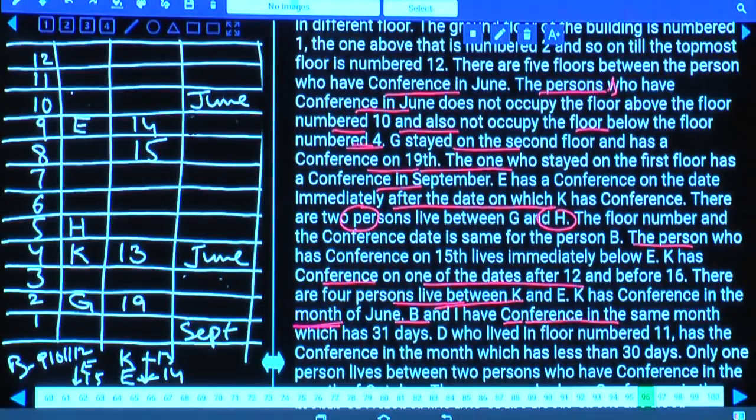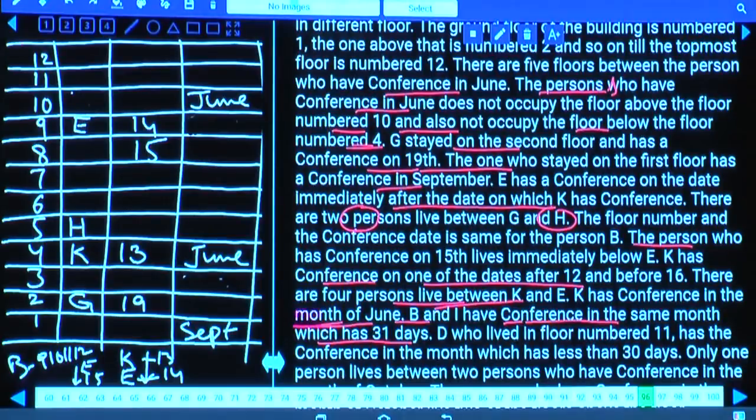K has conference in the month of June. B and I have the conference in the month which has 31 days. B and I in the month of 31 days. Hence 31 days, what are the months here? Jan, July, and October. Hence B and I must be either Jan in the same month, July or October, isn't it? Jan, July, October. Remember this information.